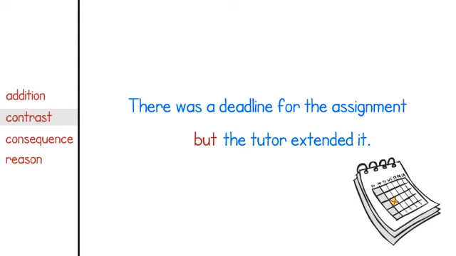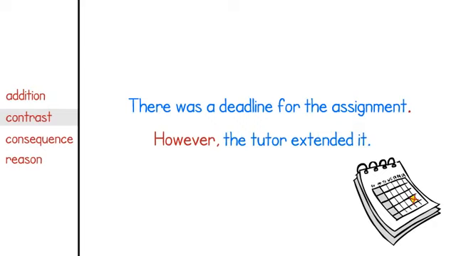Now let's look at contrast. The word but is used to introduce a clause that contrasts what has already been mentioned. There was a deadline for the assignment, but the tutor extended it. We can also make this into 2 sentences by using however, like this. There was a deadline for the assignment. However, the tutor extended it.